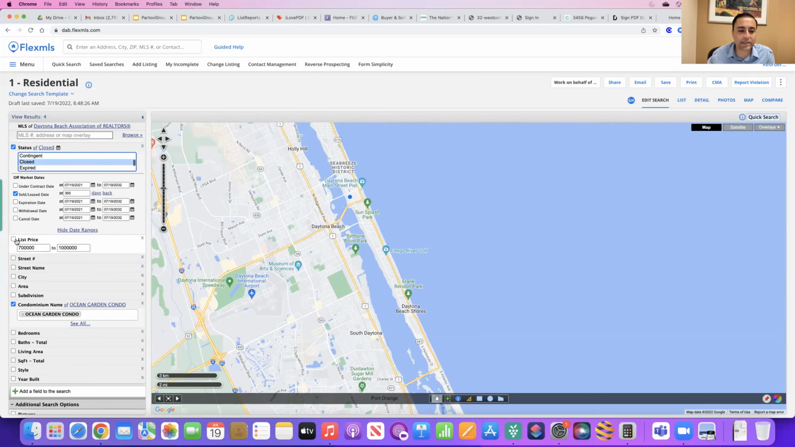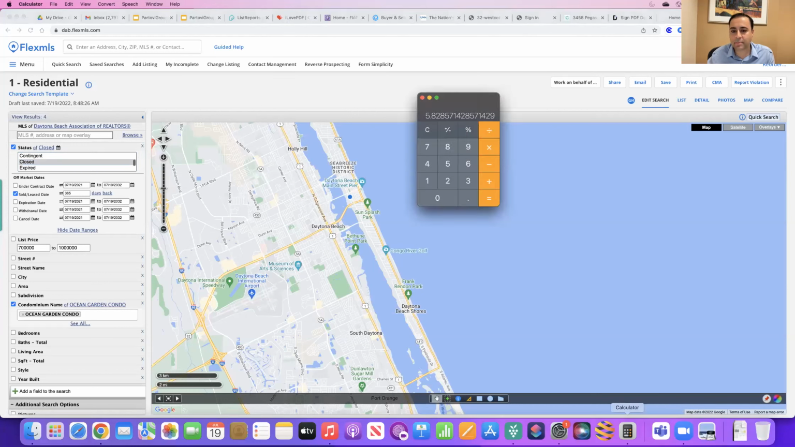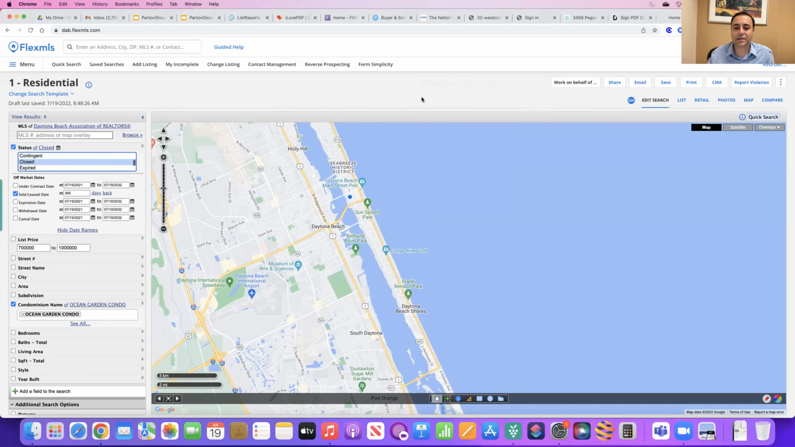Now, I didn't put a price point, so for any sale, there were 4 properties that sold in that building. So we take 4, we divide it by 12. Now we get 0.33. What does that mean? That means every 3 months, one had sold. Okay. So let's take a look at that and see how many available are for sale. None. There's nothing available for this condo.